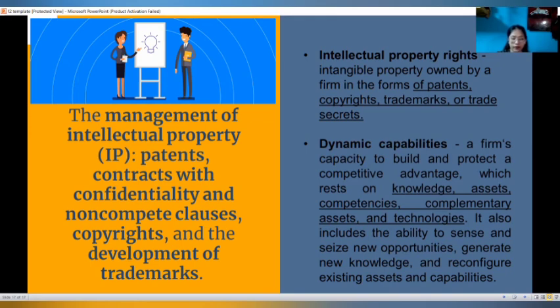So, trademark. A trademark is a word, phrase, symbol, or design that identifies and distinguishes the source of a good of one party from those of others.